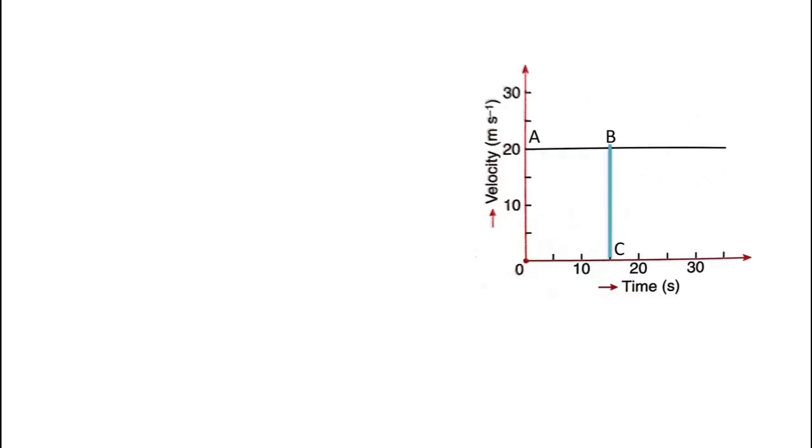Now in the third part of this question we have to find the distance covered by the cyclist in 15 seconds. As we have to determine the distance covered in 15 seconds, we draw a perpendicular from point B to the time axis corresponding to time t equal to 15 seconds. So BC is the perpendicular which meets the time axis at 15 seconds. Again students, you know that the area under the graph of velocity time gives the magnitude of displacement or the total distance covered by an object.